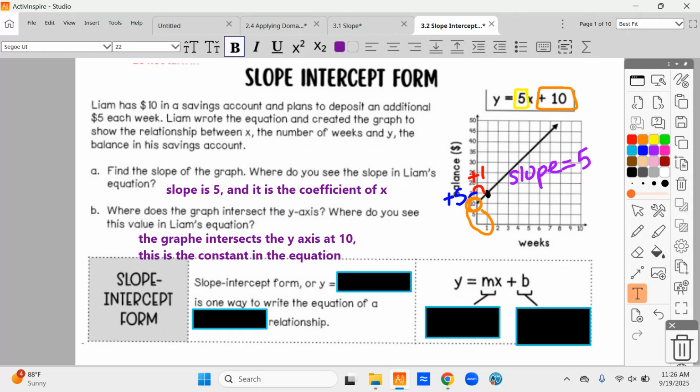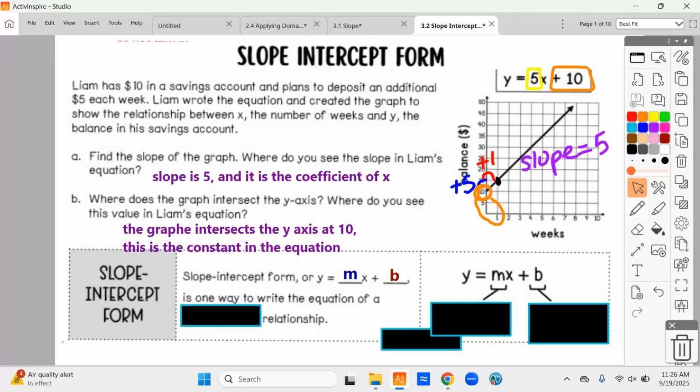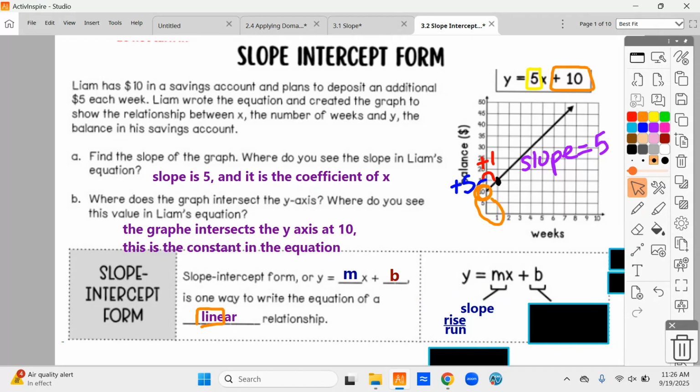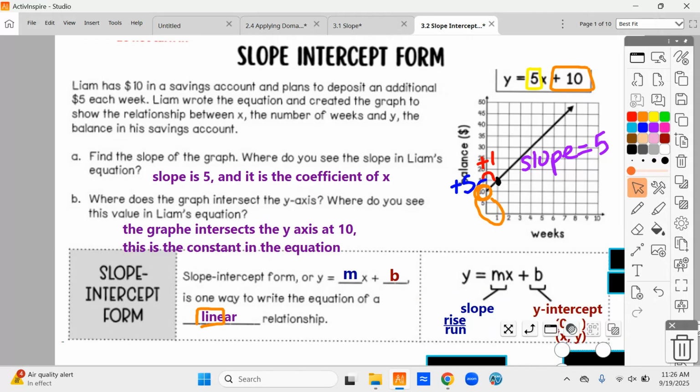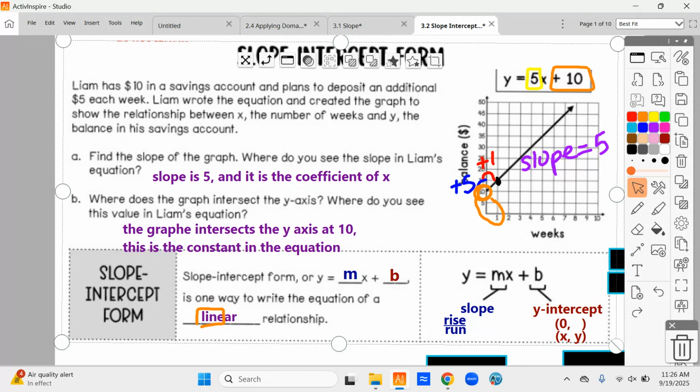This brings us to slope-intercept form. Now, slope-intercept form, or y equals mx plus b, is a way to write an equation of a linear relationship. Now, if you're not sure what a linear relationship is, look at the first part of that word, line. All right, this is where m represents the slope, or rise over run, and b represents the y-intercept. So whenever x is 0, your y is your y-intercept, because it's where it crosses the y-axis.